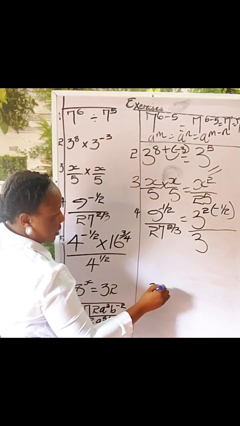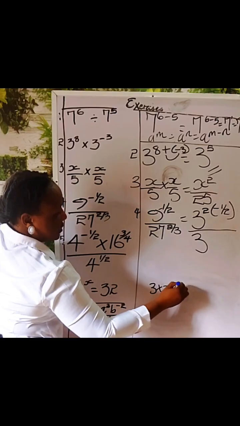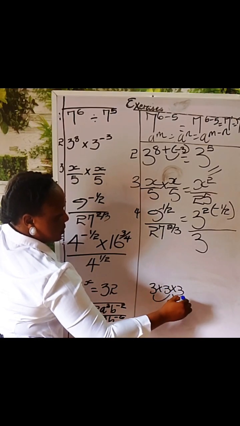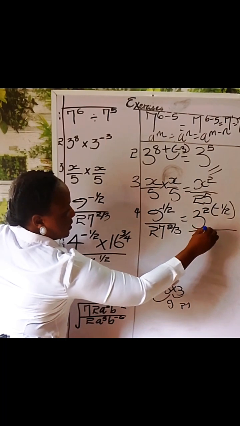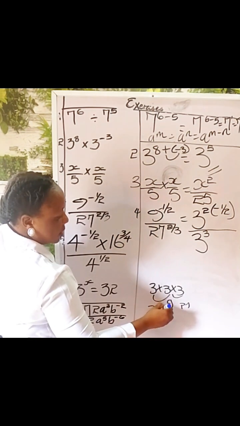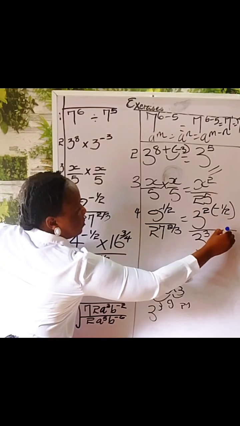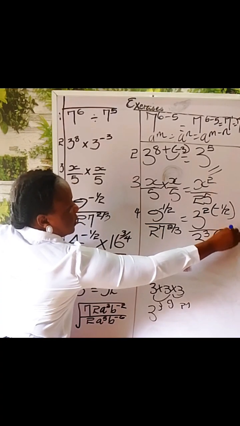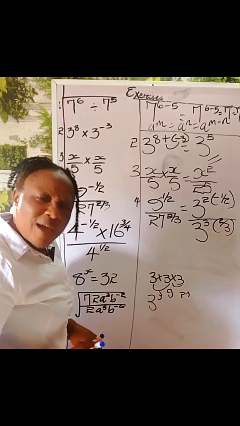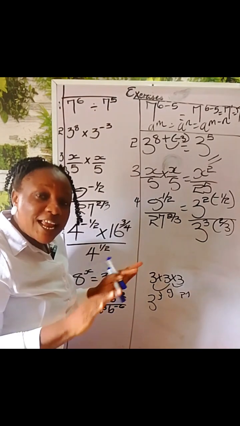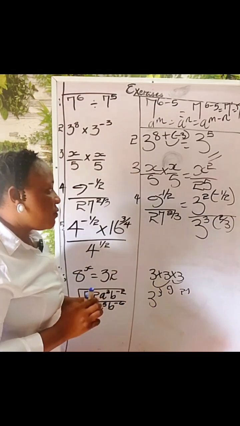Now we have 3 times 3 times 3. 3 times 3 is 9. 9 times 3 is 27. So that is 3 raised to power 3. That is 27. Then we put a bracket, minus 2 over 3. Okay? So you ask yourself, why do we put it in brackets? We put it in brackets to clarify things. Do you understand? Very good.